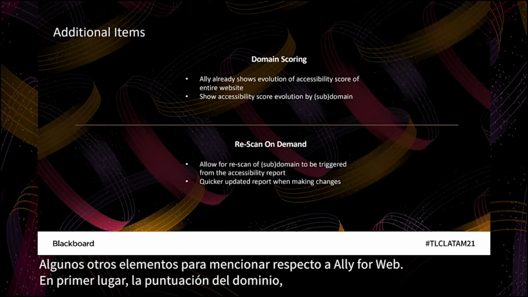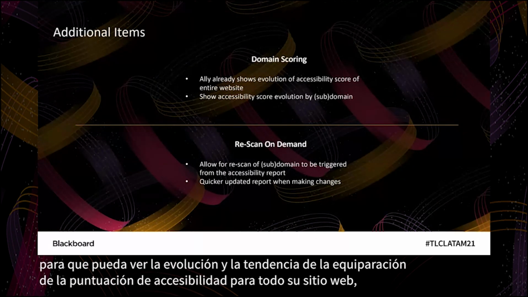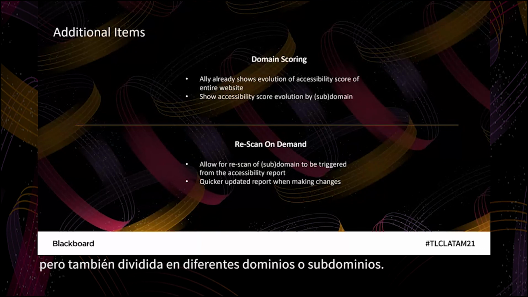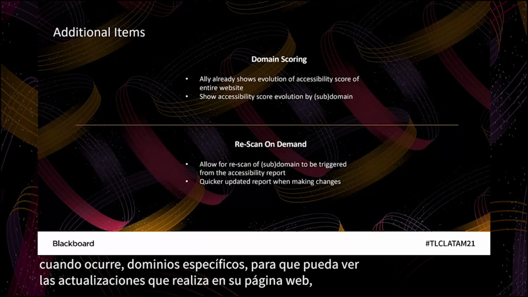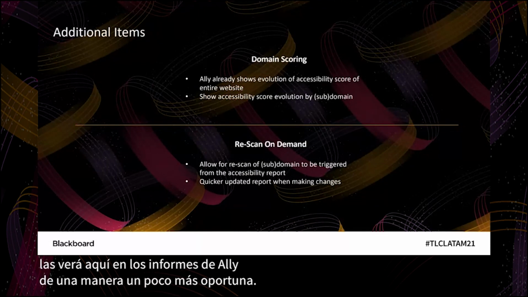A few other items to mention for Ally for Web. First, domain scoring. So you'll be able to see the evolution and trend of the accessibility score, not just for your entire website, but also split into different domains or subdomains. And then second is rescan on demand, which gives your institution some more control on when content scanning occurs for specific domains. So you can see updates that you make on your web page appear in Ally's reporting in a little bit more of a timely fashion.